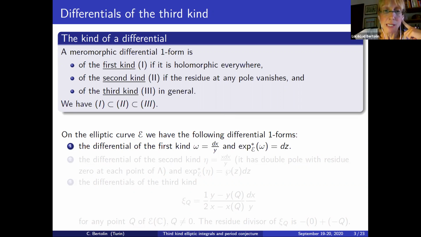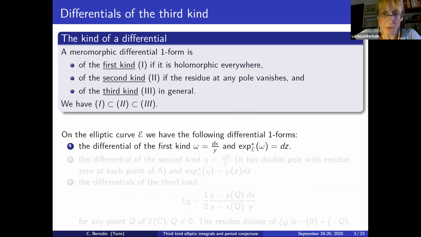On an elliptic curve defined over C, we have a differential of the first kind: dx over y. Omega is the classical notation for this differential of the first kind, and its pullback via the exponential map is just dz.